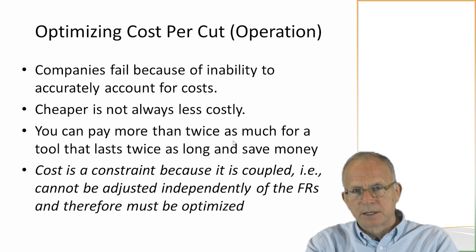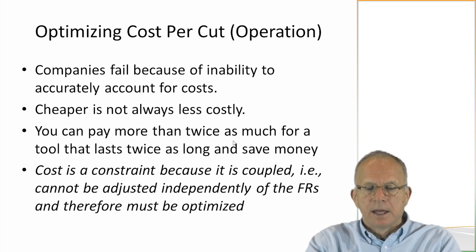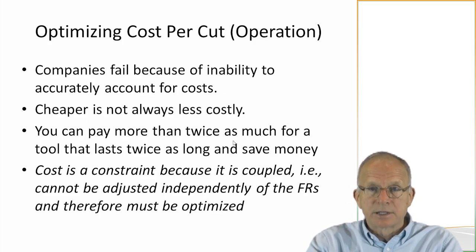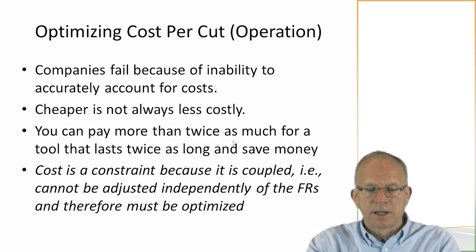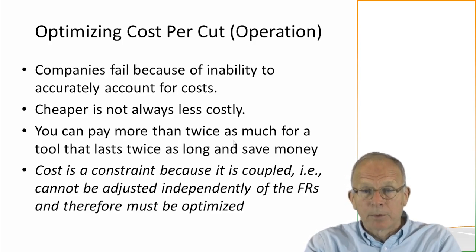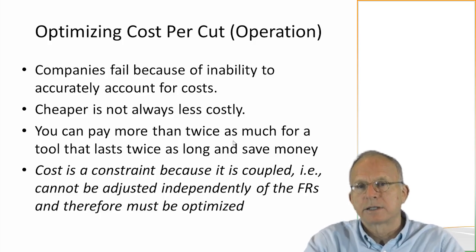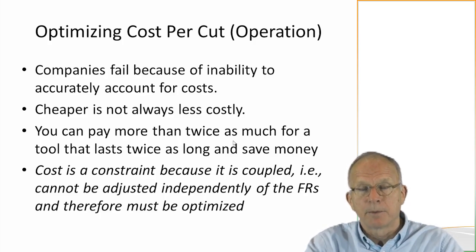Now, in terms of axiomatic design, cost is usually a constraint because it is coupled, and so it cannot be adjusted independently. It depends on the FRs. When we can decouple things, we don't have to optimize. But for cost, because it is coupled, we have to optimize.